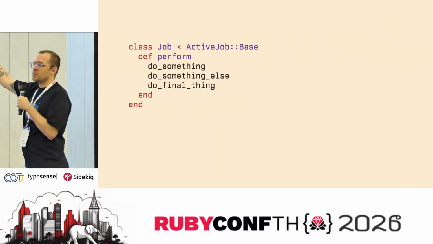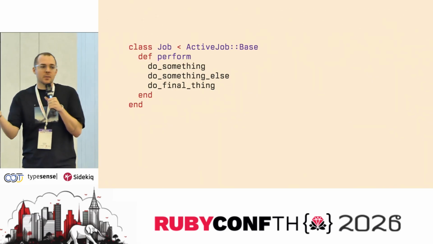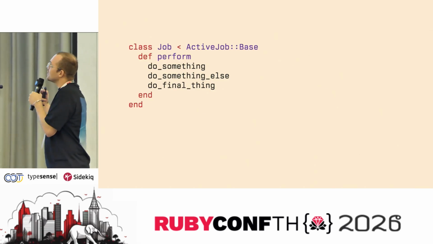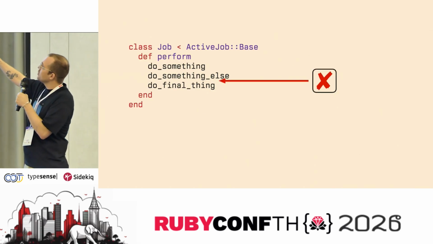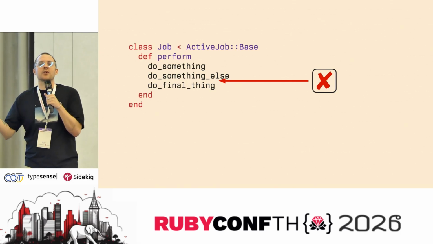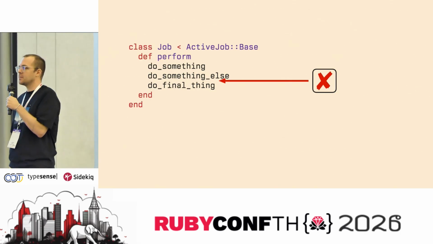Let's take this job. Simple job. It does something else, and then finally it does the last thing. Okay. Let's imagine we wanted to test a scenario where there was an error right here. After we do something else, an error occurs. How do we test that?